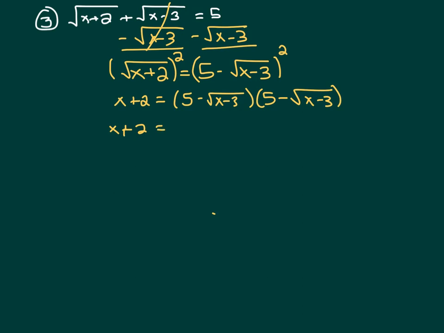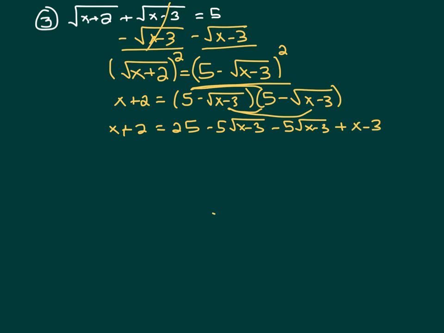And when we double distribute, 5 times 5 is 25. 5 times negative radical x minus 3 is negative 5 radical x minus 3. Negative radical x minus 3 times 5 is again another negative 5 radical x minus 3. And negative radical x minus 3 times negative radical x minus 3 is positive, and then just x minus 3. Okay, the radicals cancel each other out.